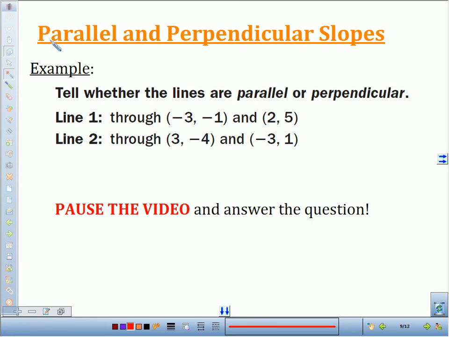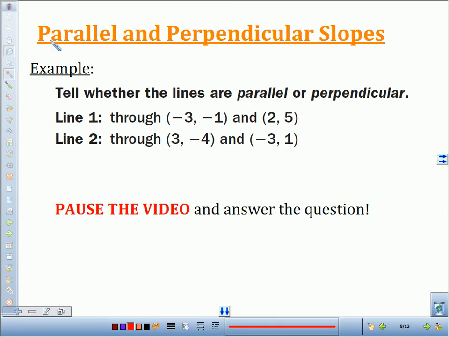Alright, now we want to take a minute to tell whether the lines are parallel or perpendicular. They could also be neither, and in fact, in most cases, two lines are usually not going to be parallel or perpendicular. But if we're given two lines, we should be able to decide whether or not they're parallel or perpendicular. To do that, we find the two slopes, and then we see if either one of those situations is true. Are the two slopes exactly equal? If they are, then they're parallel. Are the two slopes opposite reciprocals? If they are, then they're perpendicular. If neither one of those two things is true, then the two lines are neither parallel nor perpendicular.